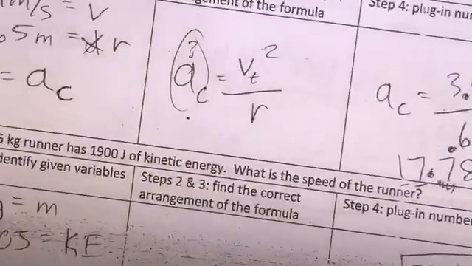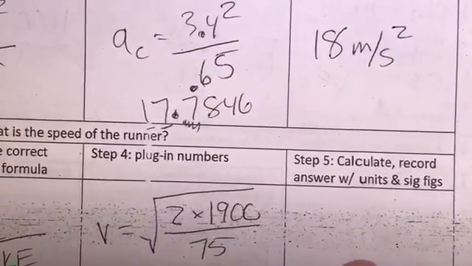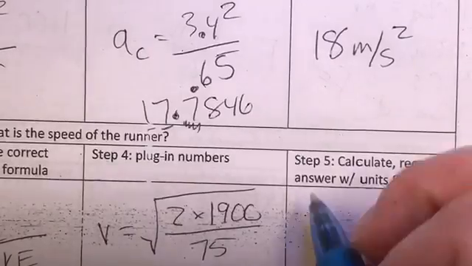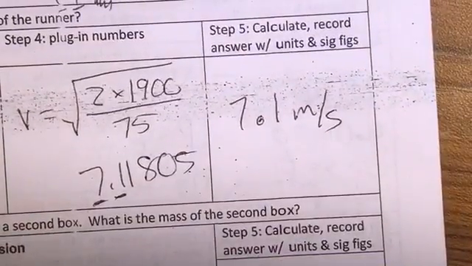7.11805, etc. Significant figures. 2 significant figures in original measurements. The 7 and the 1 after that does not round it up, so 7.1 meters per second for velocity.